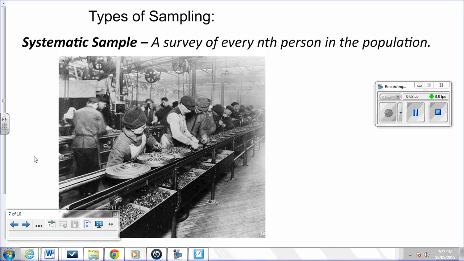With systematic sampling, a survey of every nth person or object is completed. From the roster of student names, every 50th student is selected to complete the survey in our example. This is a fair selection process. However, one particular group may be overrepresented.